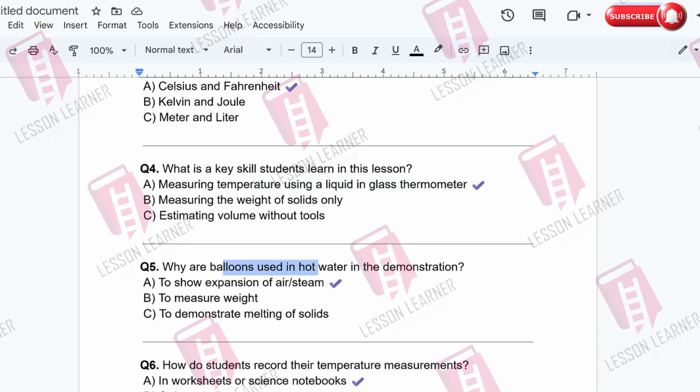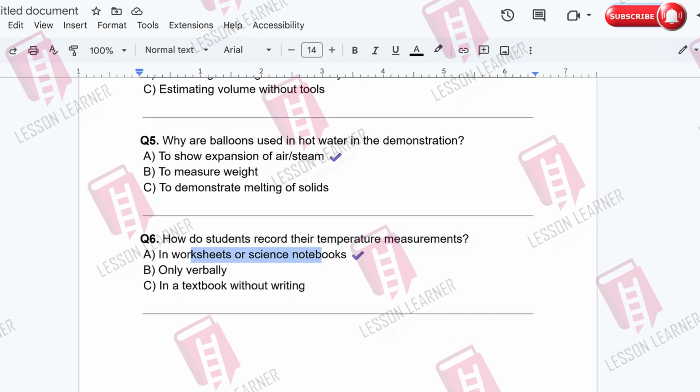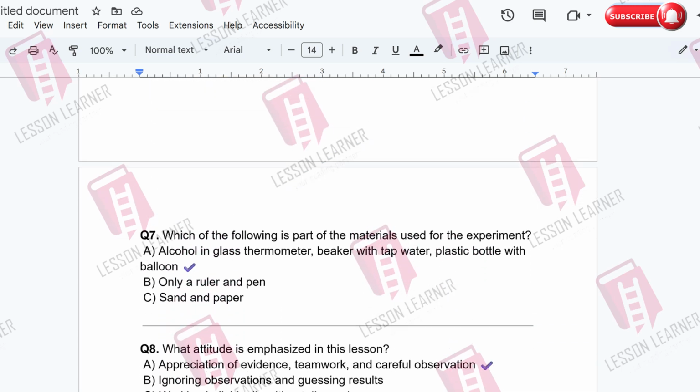Why are balloons used in hot water in the demonstration? To show expansion of air or steam. How do students record their temperature measurements in a worksheet or science notebook? Which of the following is part of the materials used for experiments? Alcohol-in-glass thermometer, beaker with tap water, plastic bottle with balloon.